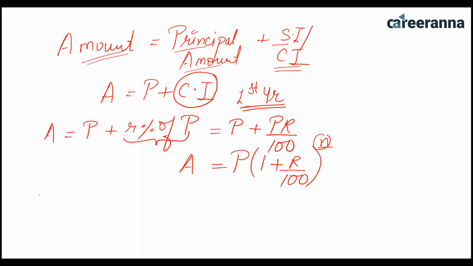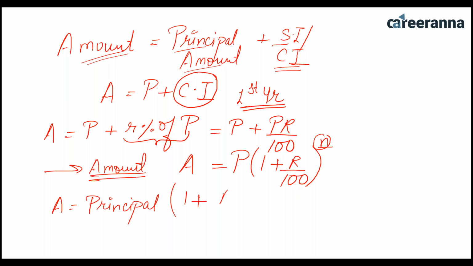So this is the general formula for amount in compound interest. Okay, this is not the formula for CI. This is the formula of amount. So A is equal to principal into 1 plus R upon 100, whole power N, where R stands for rate and N is nothing but time. Any problem in understanding till here? We are going through very basic things. So any problem in understanding till here?